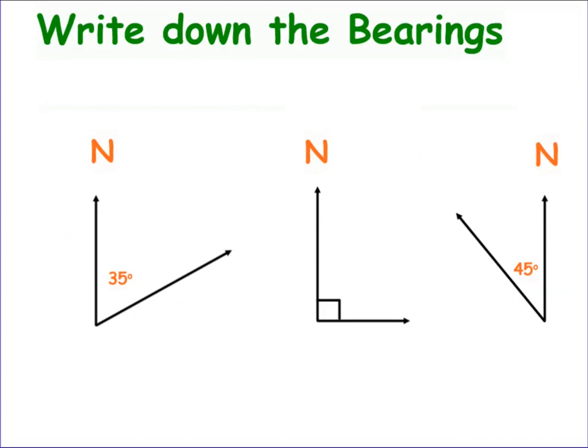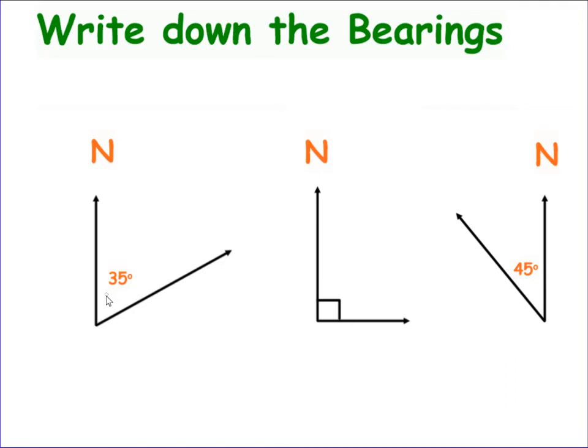So here are 3 angles relative to north. However, they are not bearings. So remember the 3 rules and see if you can write down the 3 bearings that relate to these 3 angles.